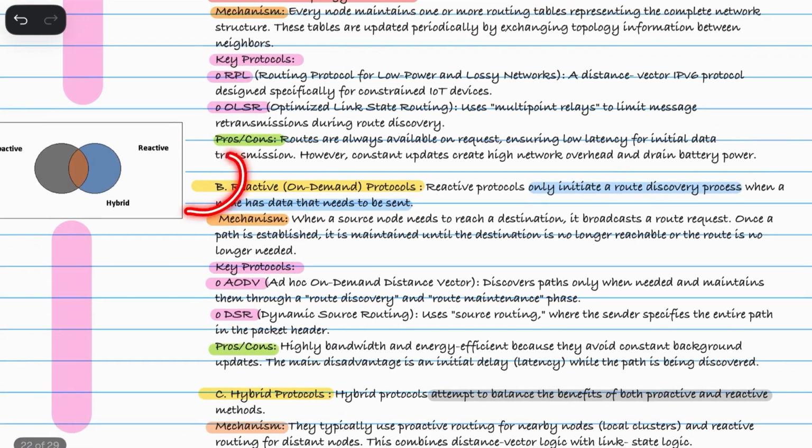And if we talk about reactive protocol, imagine a smart wildlife tracker where sensors are attached to moving tigers in a forest. Because the tigers are constantly moving, a permanent map is useless. So when a sensor needs to send a tiger's location, it shouts, who is near me that can reach the gateway? This saves the battery because the sensor stays quiet when the tiger is sleeping, but there is a small delay while it finds the path. That is how reactive on-demand protocol works.